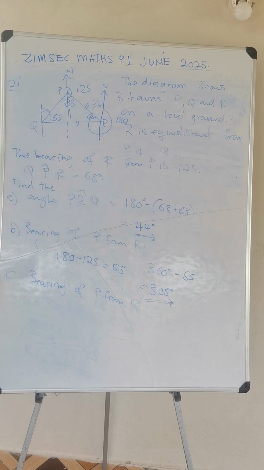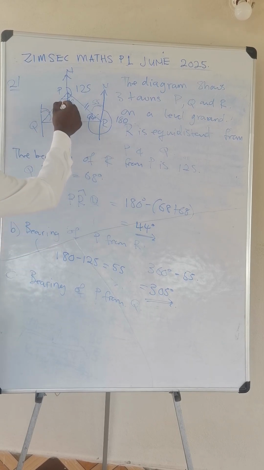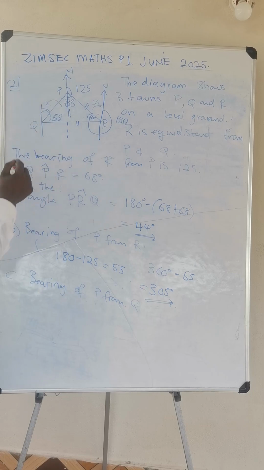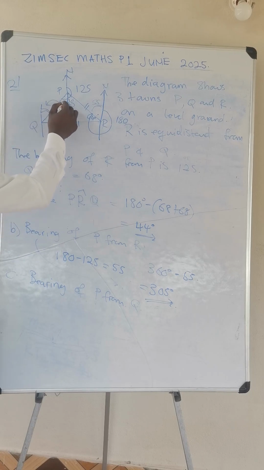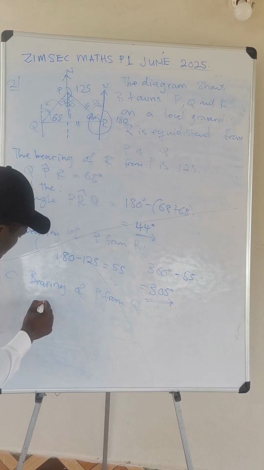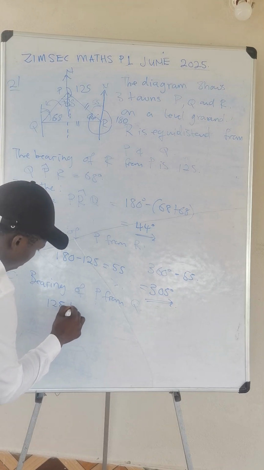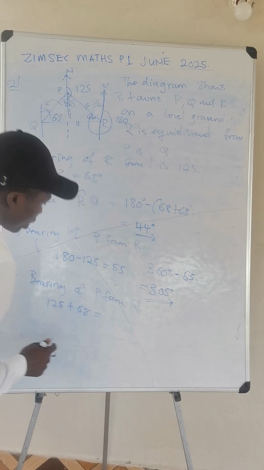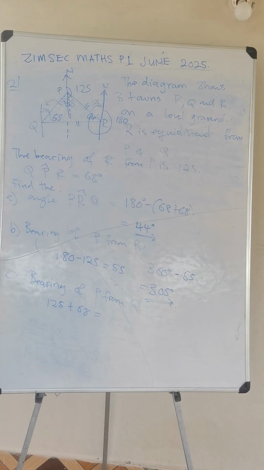I think you get the same. So we have to add this 125 and 68 and again subtract 180 from that value. Then we get this value. It is the same as this value. So it's 68 plus 125. What do we get? 125 plus 68. We get 193.